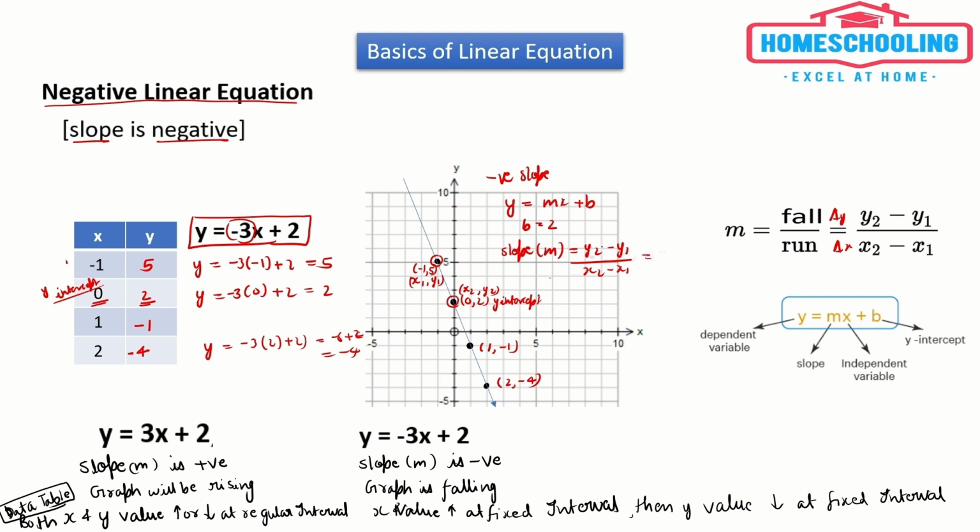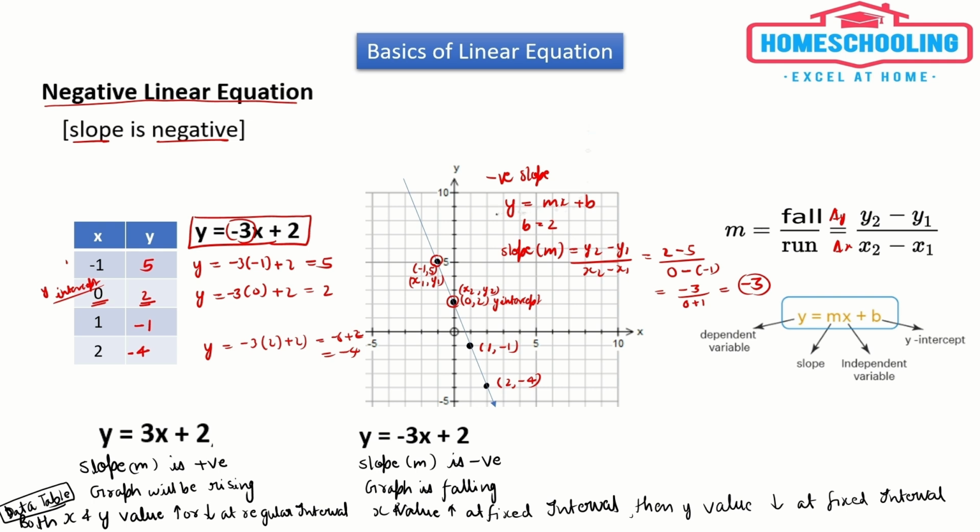So our slope is y2 minus y1, so y2 is 2, and y1 is 5, so 2 minus 5, divided by x2 minus x1, so x2 is 0, and minus negative 1. So that would be negative 3, and negative negative, so 0 plus 1, so that is going to be minus 3. So your slope is negative here.